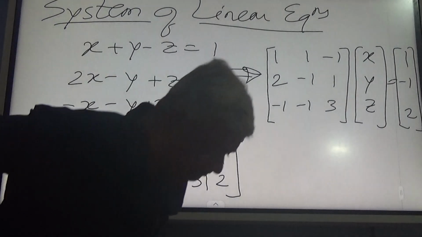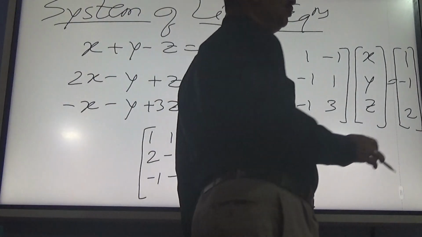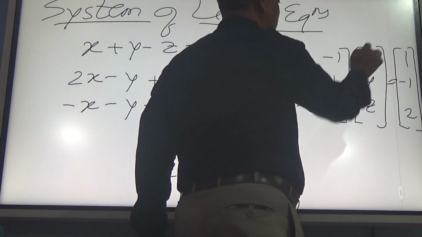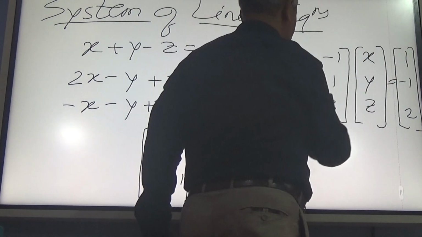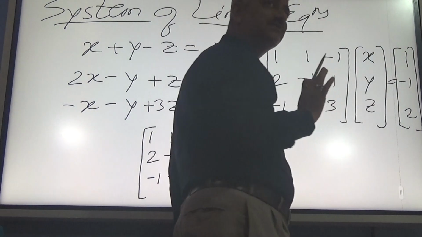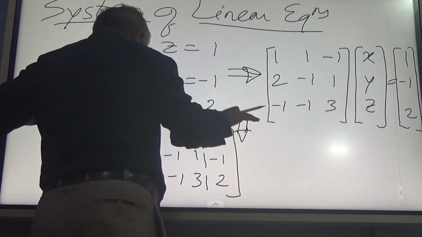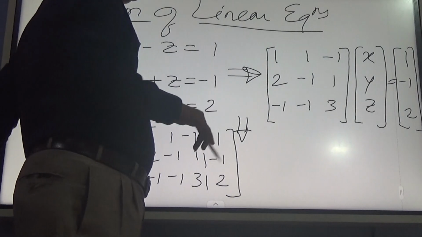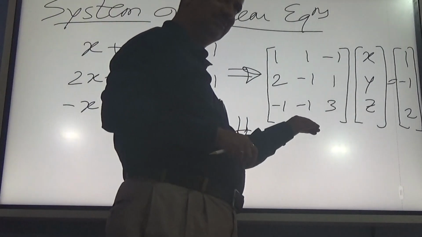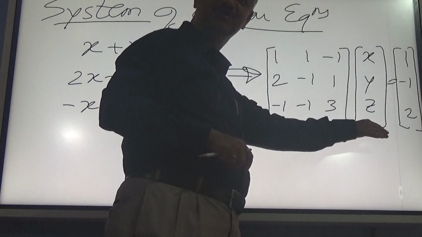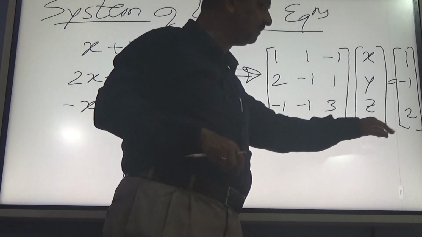So then matrix operation, you know that this into this is this, this into this into this is this, this into this is this, right? Then row operations means if you perform row operations on this, the same row operations you perform on this.